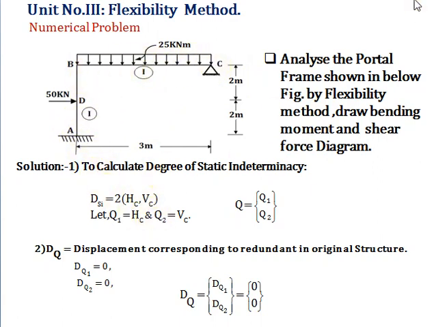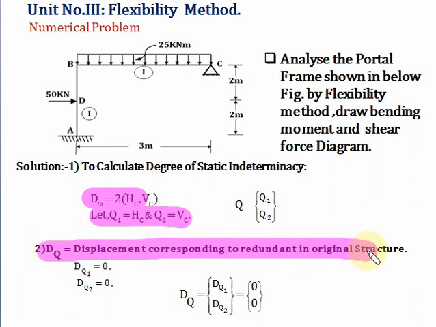Now in the first video, I already calculated the degree of static indeterminacy, that is 2, and we have considered the two redundant forces. One is the horizontal reaction at C and the second one is the vertical reaction at C. After that we found the displacement corresponding to the redundant in the original structure, that is DQ. The values were 0, 0.